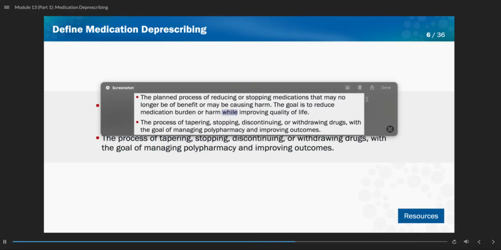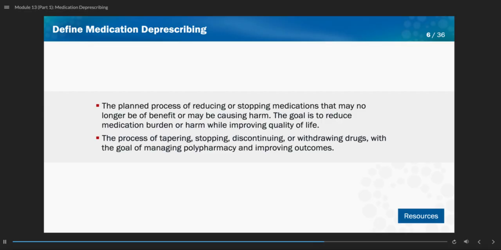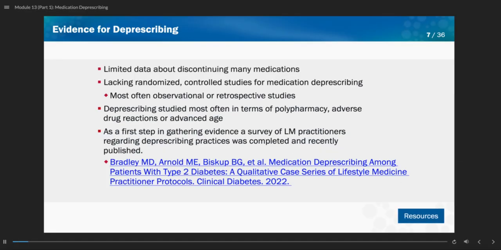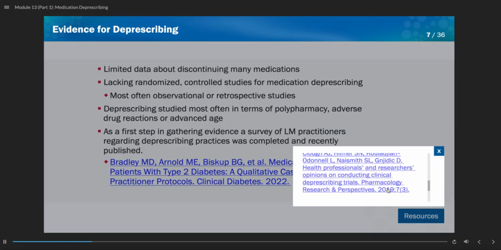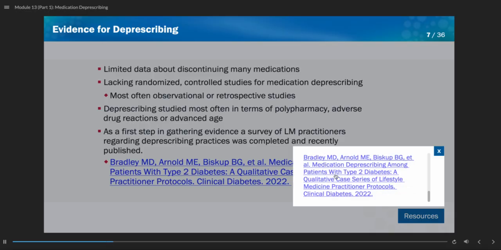Medication deprescribing or medication tapering can also be considered the process of tapering, stopping, discontinuing, or withdrawing drugs with the end goal of managing polypharmacy and also improving outcomes. While we can all agree that medication deprescribing is of paramount importance, particularly with lifestyle medicine treatments, we are left with little data, controlled studies, or evidence to guide deprescribing efforts. The few studies that are available have unfortunately not approached medication deprescribing in terms of lifestyle treatment.